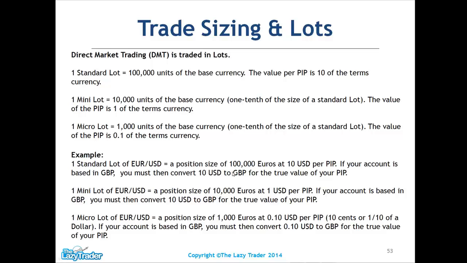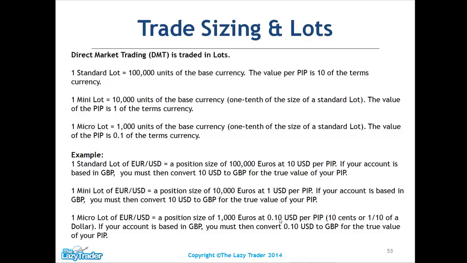One standard lot of EUR/USD is a position of 100,000 euros, because the euro is on the left, and the pip is in US dollars because the US dollar is on the right. In a mini lot of the same currency pair, you'd have 10,000 euros at $1 US per pip. And a micro lot, even smaller, would be 1,000 euros in terms of the position size, and 10 cents for the pip value. So if you were trading 3 micro lots, your pip value would be $3 US.